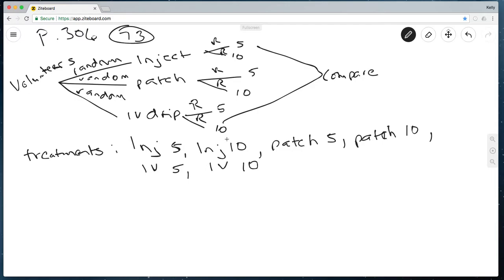Part B says, how many subjects is a tough issue? What is the advantage of using a larger group of people? So that was A.